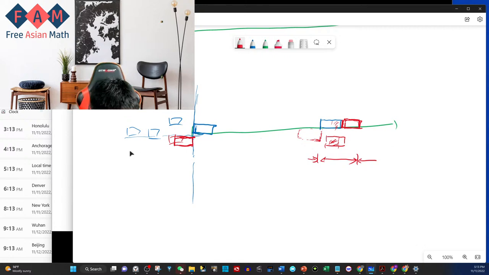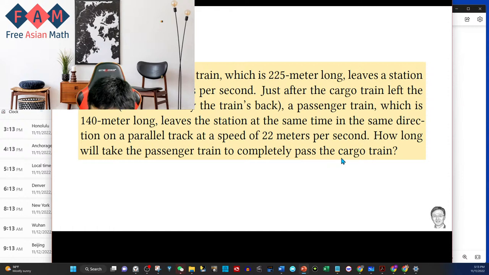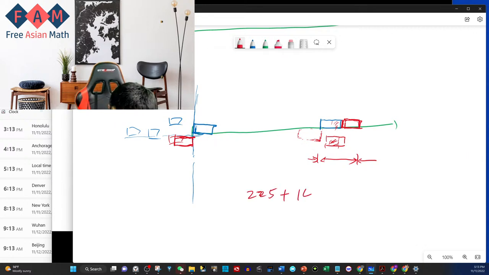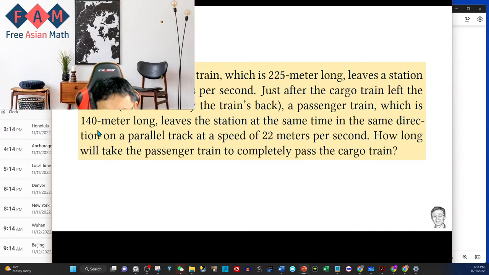Now we know the distance is that much. How long will it take? Well, you have to use the speed relationship: this distance divided by the time, right? So what is the time? That's what we need to figure out. We have a 225 meter long cargo train and a 140 meter passenger train. So the total is 225 plus 140. That's the distance we talk about here. That's actually the difference between the two distances, right?